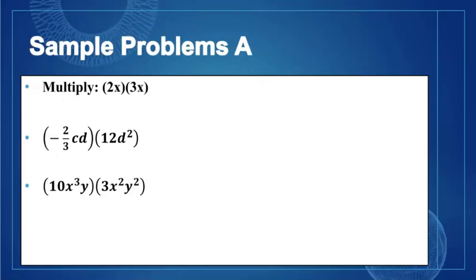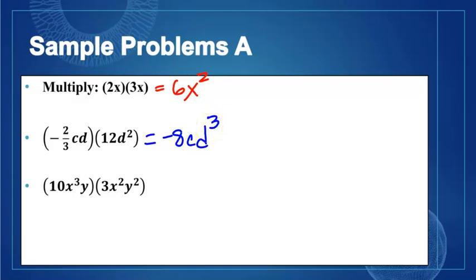Here we want to multiply these. So we have 2x times 3x. Well, 2 times 3 is 6. X times x is x squared. Next, we have negative 2/3 CD times 12D squared. Well, negative 2/3 times 12. So negative 2 times 12 is negative 24. And negative 24 divided by 3 is a negative 8. And then I have C times 1, which is C. D times D squared is D to the 3rd.